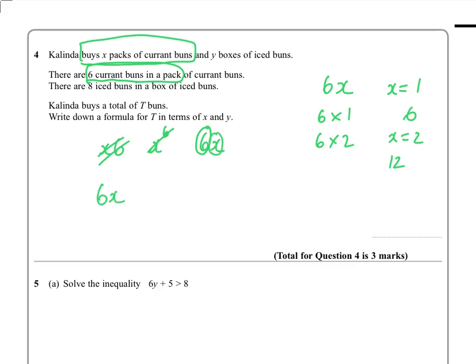And then this should be easy now, because if you've got y boxes of iced buns, and there's 8 in each box, then you want to be adding 8y, and that's the total. So I would say T equals 6x plus 8y. It doesn't matter if you write 8y plus 6x, that's absolutely fine as well. So let's have a look at the next one.